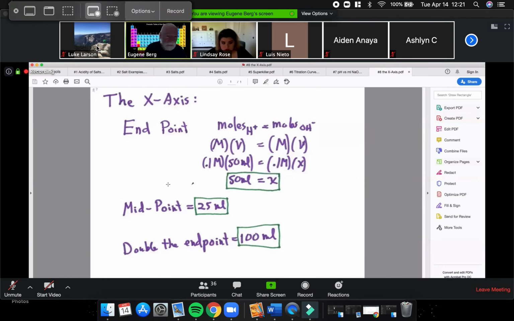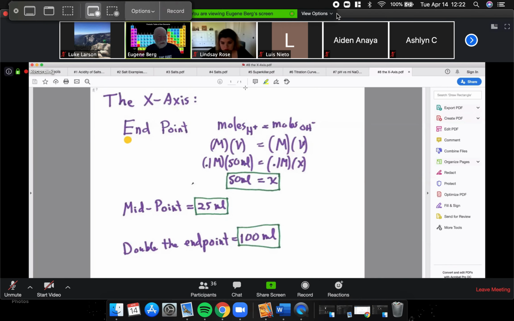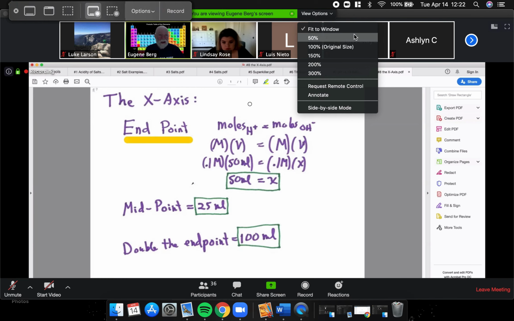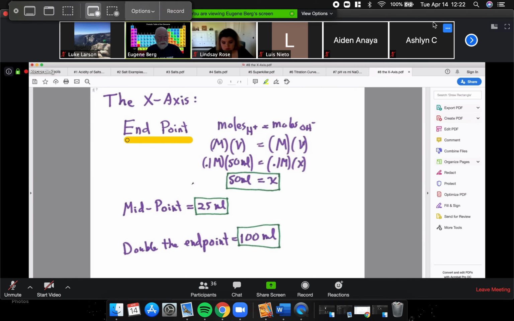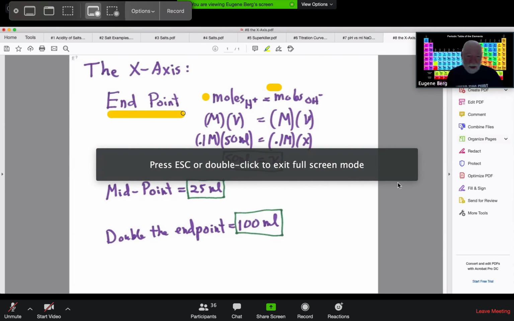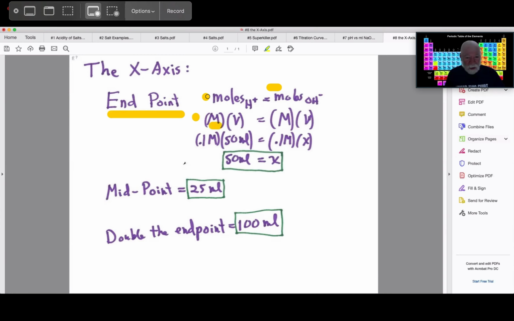Now, the end point, sometimes called the equivalence point or the neutralization point, is where the moles of the acid equal the moles of the base. You've seen this in lab, you've probably seen it many times before also. The basic titration equation is this: the molarity of the acid times the volume of the acid is equal to the molarity of the base times the volume of the base.